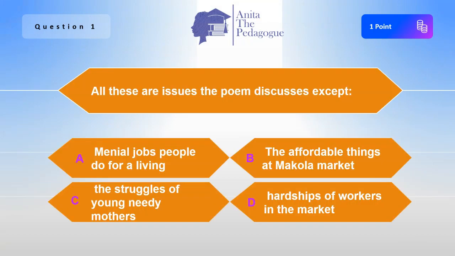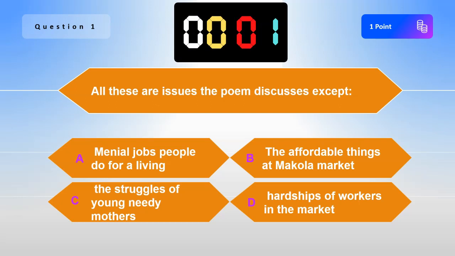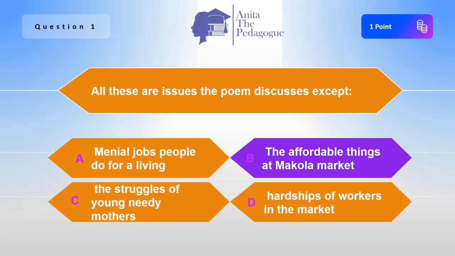All these are issues the poem discusses except: A. Menial jobs people do for a living. B. The affordable things at Makola markets. C. The struggles of young needy mothers. D. Hardships of workers in the market. The answer is B. The affordable things at Makola market.